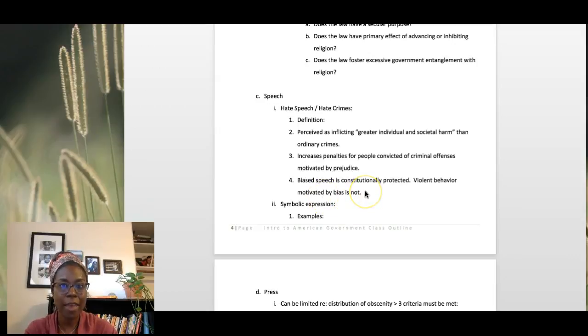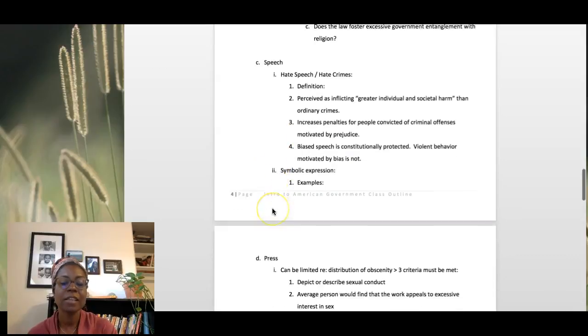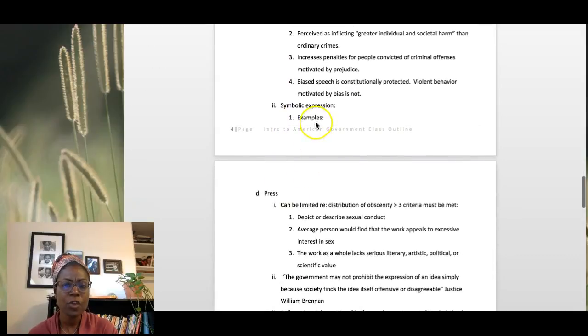So when individuals act and they make it clear that their actions are informed by their bias, that is not okay, and that is when it becomes okay to consider the crime to be a hate crime. Now, still falling under freedom of speech is this idea of symbolic expression. So, in addition to actually speaking, sometimes individuals can express themselves not necessarily through words, but by engaging in actions and working with symbols to express themselves. And it's still considered freedom of speech.